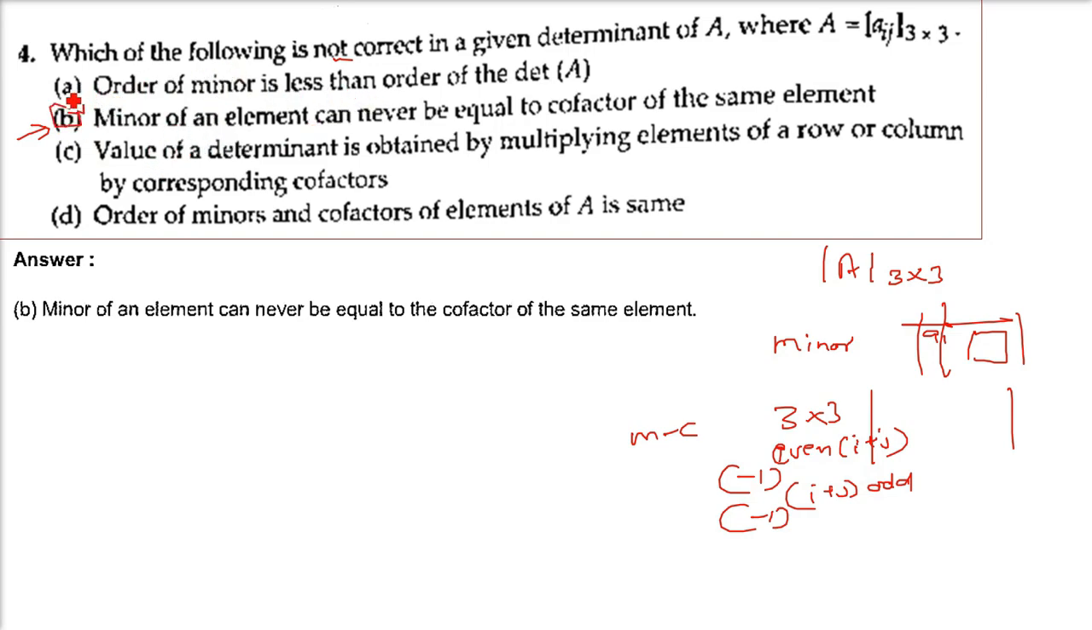Now coming to the first statement, order of minor is less than order of determinant A, and this is absolutely correct. The value of the determinant is obtained by multiplying elements of a row or column by the corresponding cofactors. This is also true, we have just seen it in a previous question. So we take the row and take one by one the cofactor of that element of that row or column. Now, order of minors and cofactors of elements of A is the same, because minor and cofactor have no change except the sign.